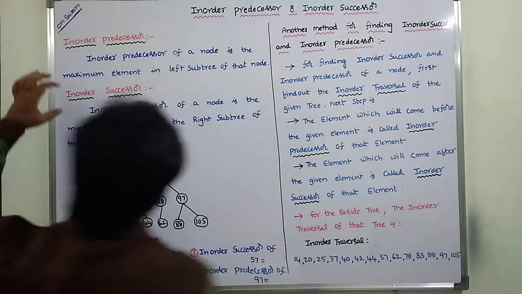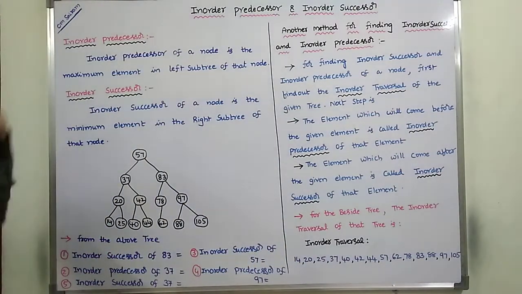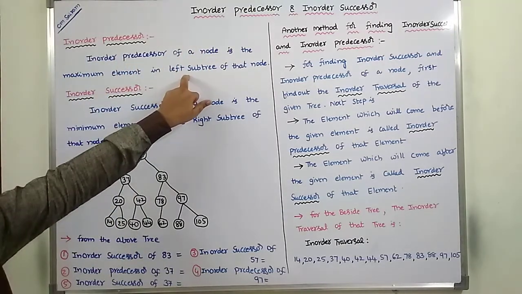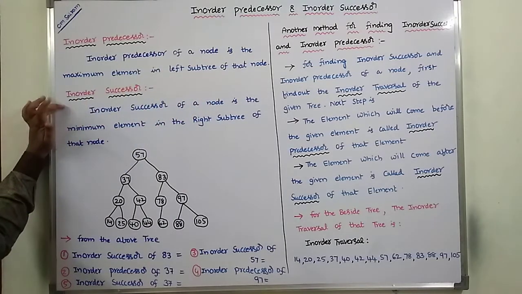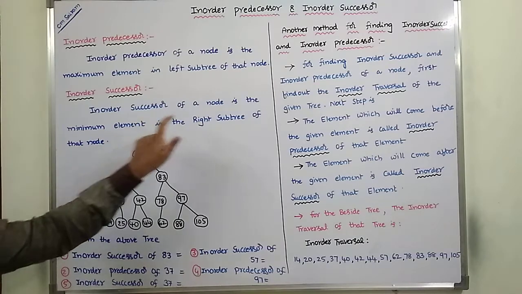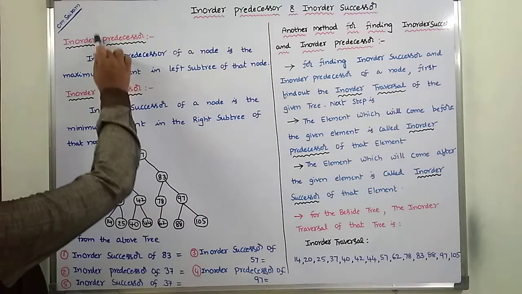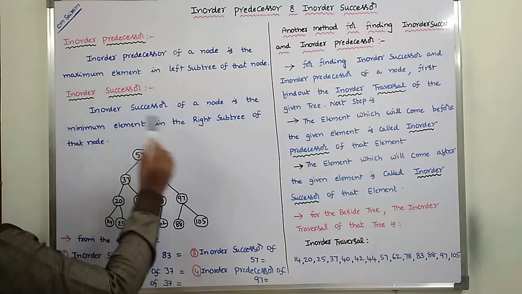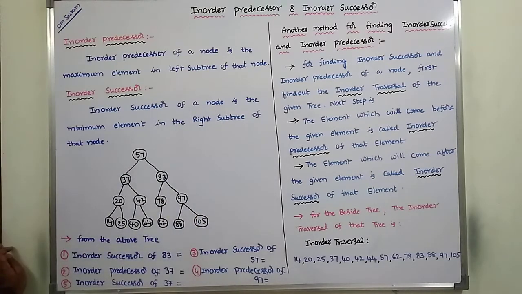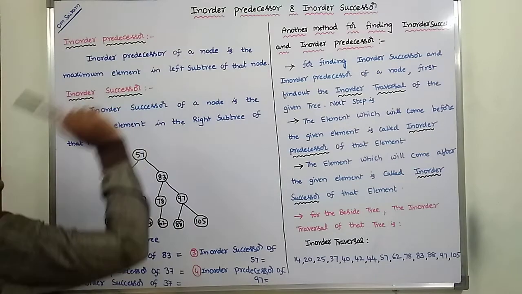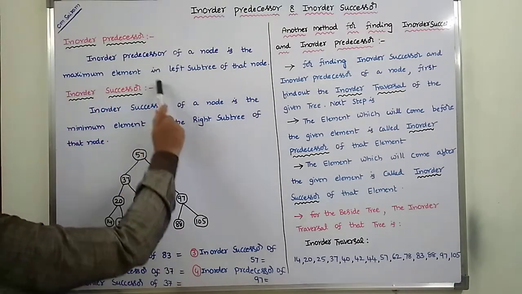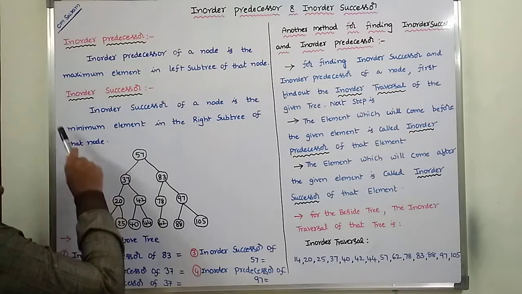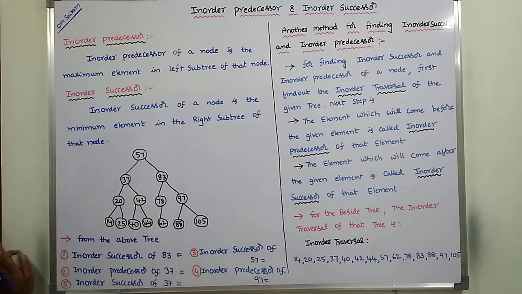So the main difference between them: inorder predecessor of a node is the maximum element in the left subtree, and inorder successor of a node is the minimum element in the right subtree. For predecessor, we have to consider the left subtree of a node. For successor, we have to consider the right subtree of a node. For inorder predecessor, the maximum element in the left subtree is considered. For inorder successor, the minimum element in the right subtree is considered.